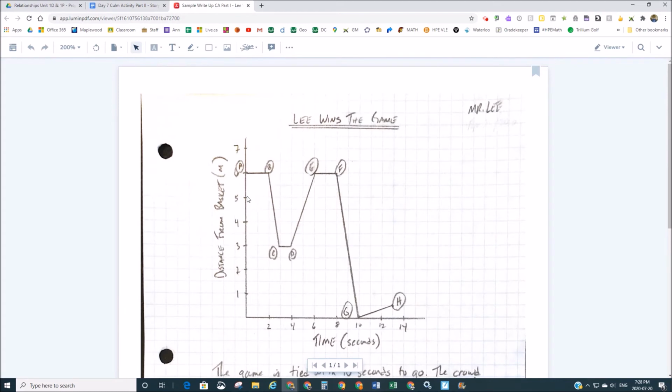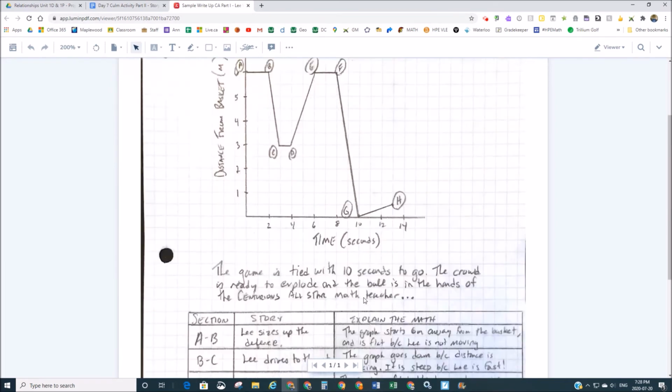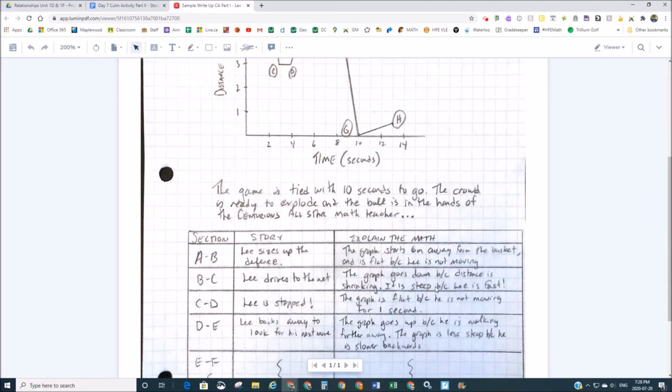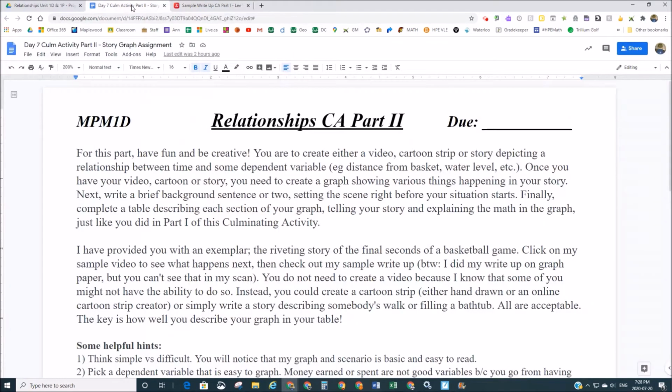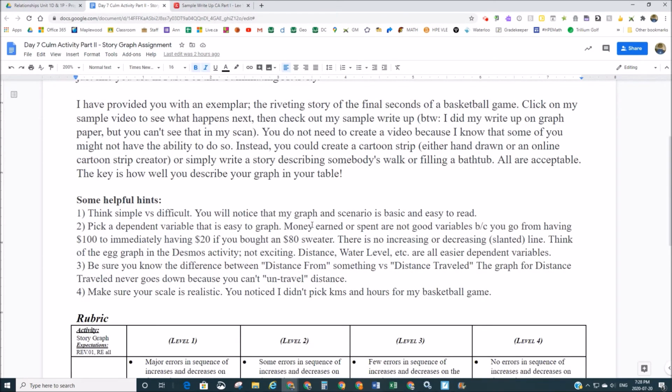So what you need to do is produce either a video, or if you don't want to do a video, you want to do a story or a cartoon strip, that's fine. Then produce the graph that describes what's happening in your story and explain the math that's behind it. Now, a couple of helpful hints as you move on to do this final little project.